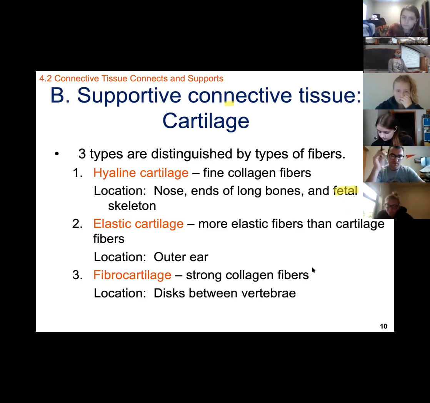Then we have elastic cartilage. This is more elastic fibers than cartilage fibers. This is in that outer ear. So this is what that example I just showed with my ear. The hyaline cartilage is like in your nose. You can't see my nose right now because I'm wearing a mask. The fibrocartilage, it's strong collagen fibers. This is located in the discs between your vertebrae. Okay, so that seems fairly important.